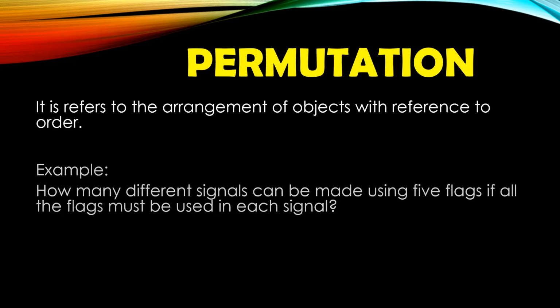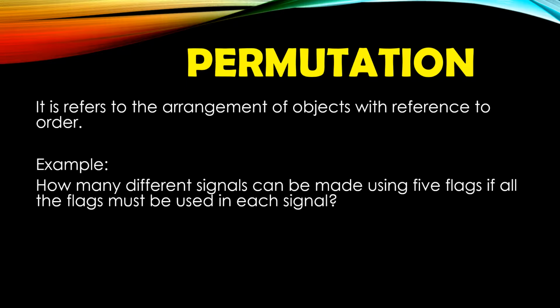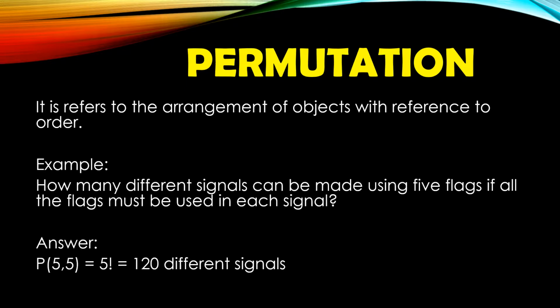Example: how many different signals can be made using the 5 flags if all the flags must be used in each signal? Answer: 5 factorial is equal to 120 different signals.